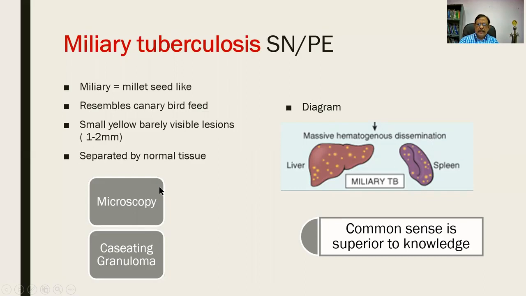And microscopically, we will be seeing caseating granuloma. Caseating granuloma. Common sense is superior to knowledge, because students generally miss this word granuloma. So describe the granuloma and you get the marks for it.